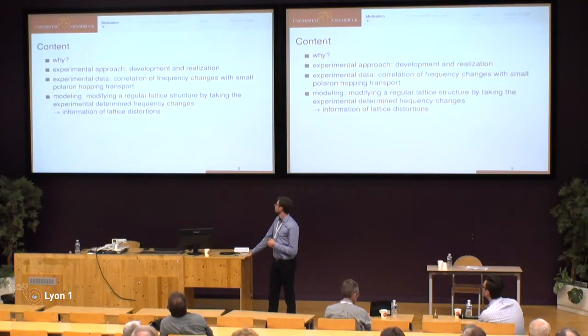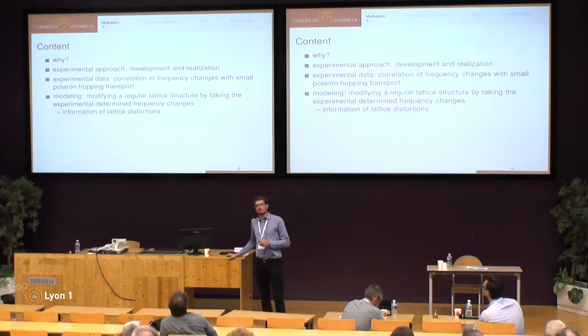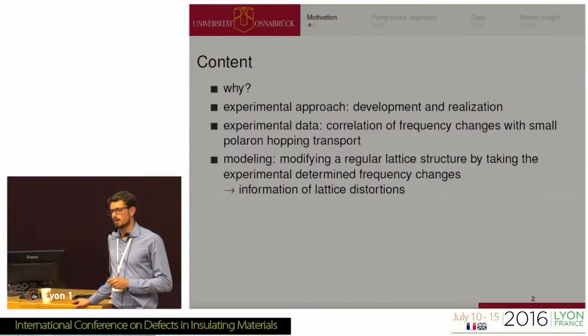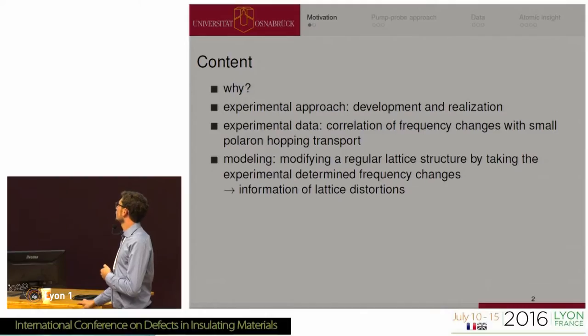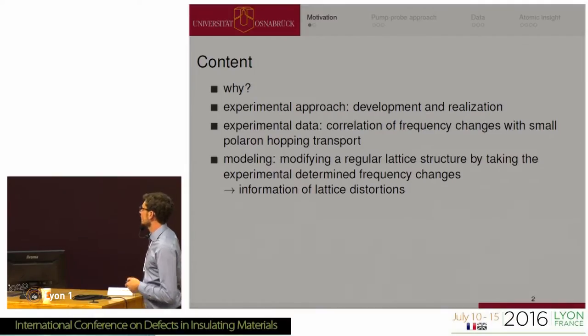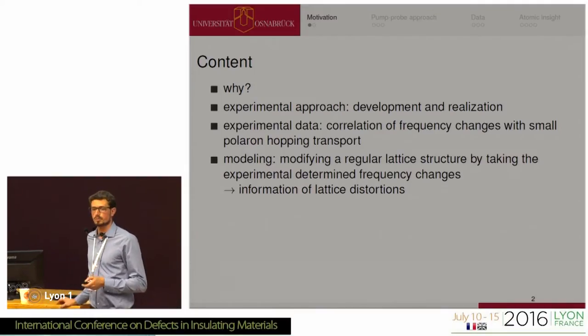And this is my content. I will use femtosecond pump probe spectroscopy, and explain why I'm using it and not other methods. Second, I will talk about my experimental approach and about the data. I will find a frequency shift of 3 inverse centimeters and attribute it to the generation of small polarons. After that, I will use a combination of a Morse potential and a Coulomb potential to describe the change of the frequency.